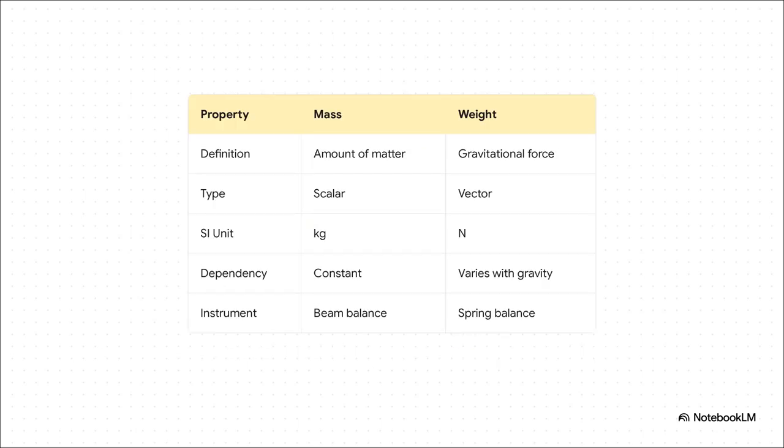Okay, let's lock in these key differences one more time. Mass is the amount of matter, weight is a gravitational force. Mass is a scalar, just a number. Weight is a vector, it has direction. Mass is measured in kilograms, weight is in newtons. And most importantly, mass is constant everywhere, while weight changes depending on gravity. Seriously, this table is perfect for your revision notes.